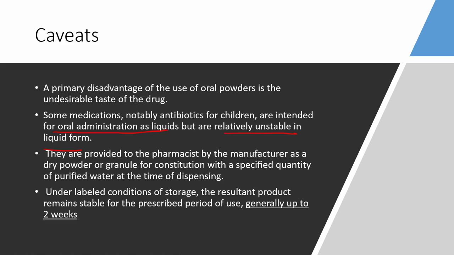Under labeled conditions of storage, the resultant product remains stable for the prescribed period of use, generally up to 2 weeks. The main reason we use powder for suspension and powder for solution is because they are not stable as liquids. Once we add water to these powders, they start to become unstable, so they expire quickly. That is why we usually advise our patients when purchasing antibiotic suspensions that you can use it for 2 weeks, but you have to dispose of them afterwards. So if you have some antibiotic suspensions in your refrigerator, they're actually unsafe to use anymore.